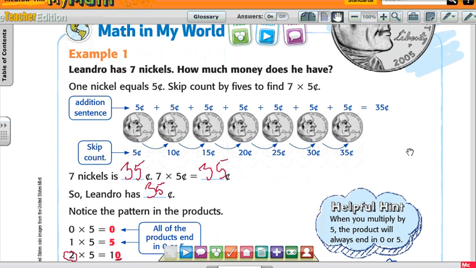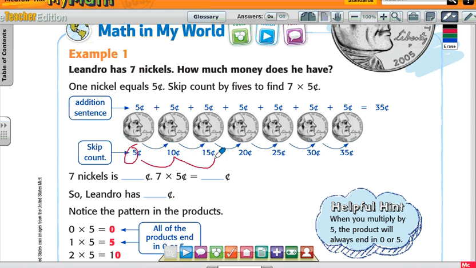It says Leandro has 7 nickels. Skip count by fives to find 7 times 5. So he has how many nickels? 7. So we're going to go 5, and plus 5 more would be 10. So we skip count: 5, 10, 15, 20, 25, 30, 35.